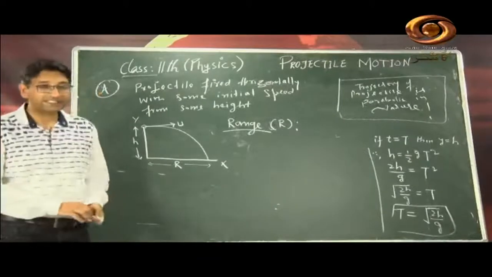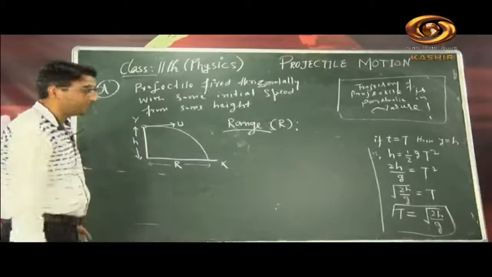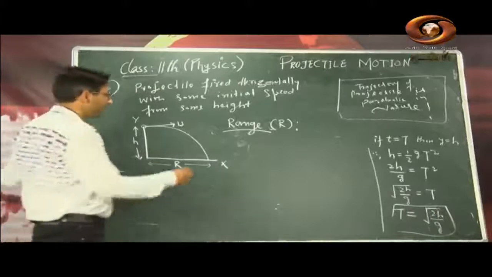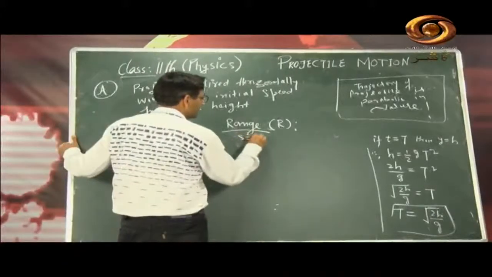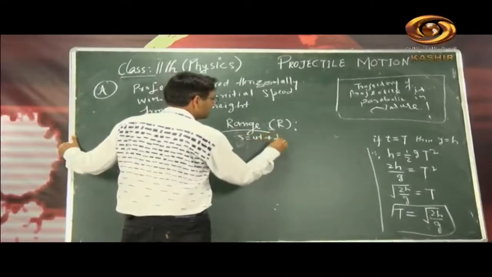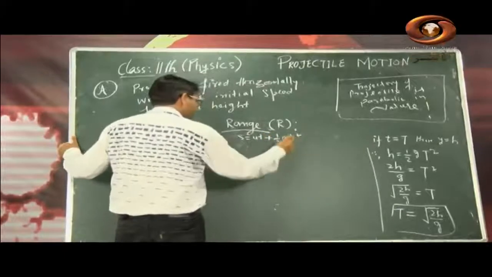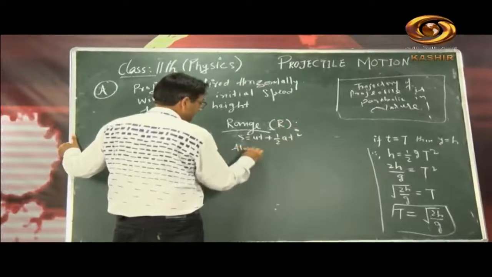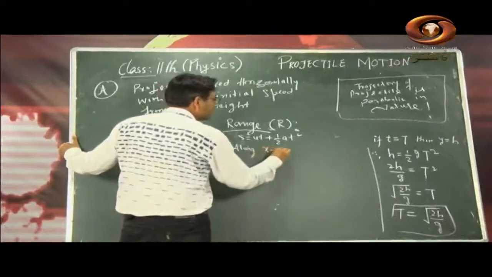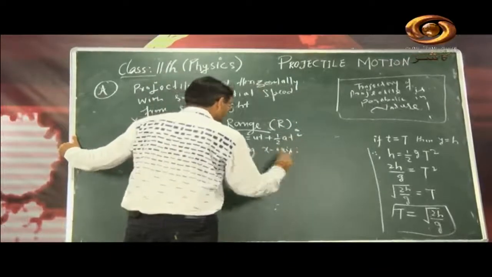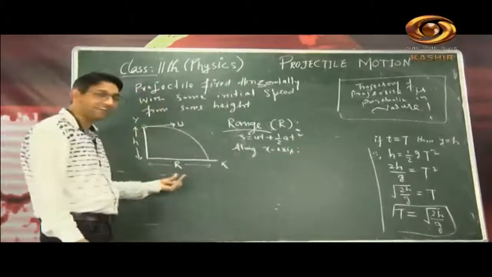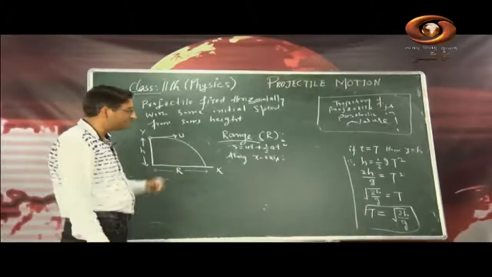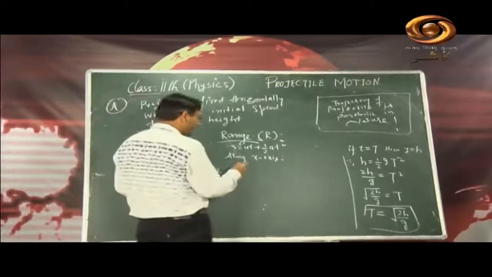So range कैसे calculate करेंगे? Once again I will make use of the equation of motion for displacement. S is equal to ut plus half of at square. But this time I will take it along x axis. X axis पे क्या हो गया? See dear students, why have I taken only x axis? Because the range is lying along x axis only. It's a linear distance. That's why we will take this equation along x axis.